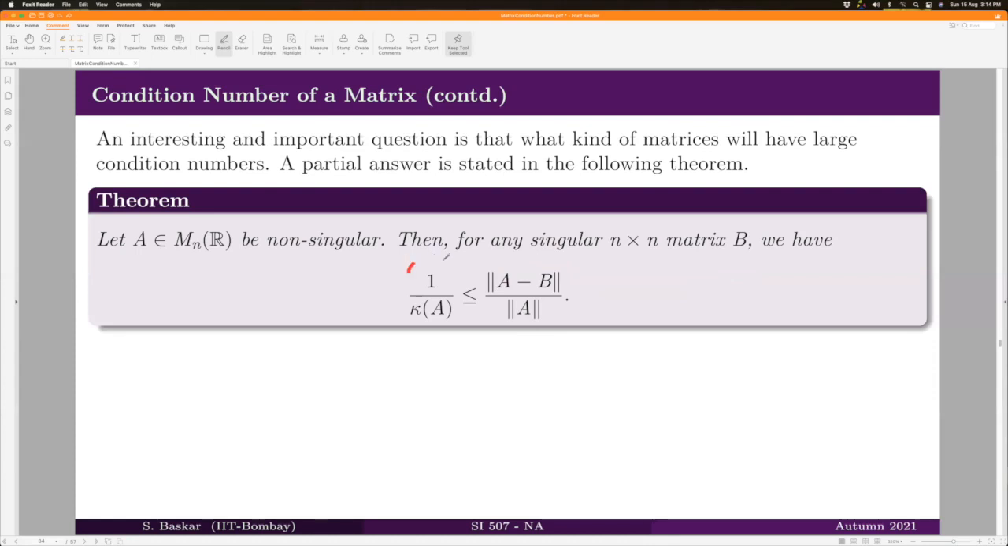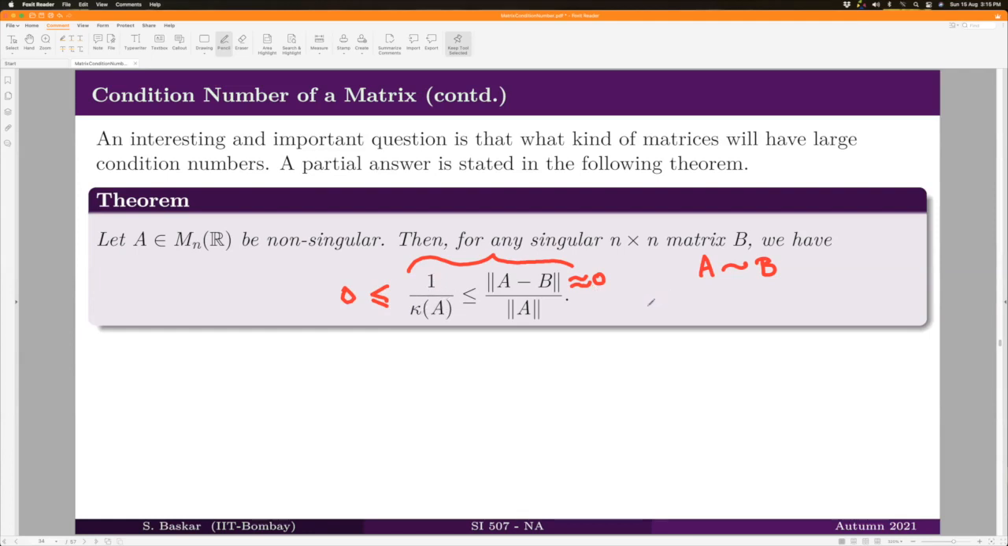What we can understand from this inequality, let us try to see if your matrix A is very close to some singular matrix B, say, in the sense that the norm of A minus B is approximately equal to 0, then you can see that the right hand side is 0. And since the condition number is a positive number, you can see that this will be, of course, greater than or equal to 0, and hence 1 by kappa of A is very much close to 0.